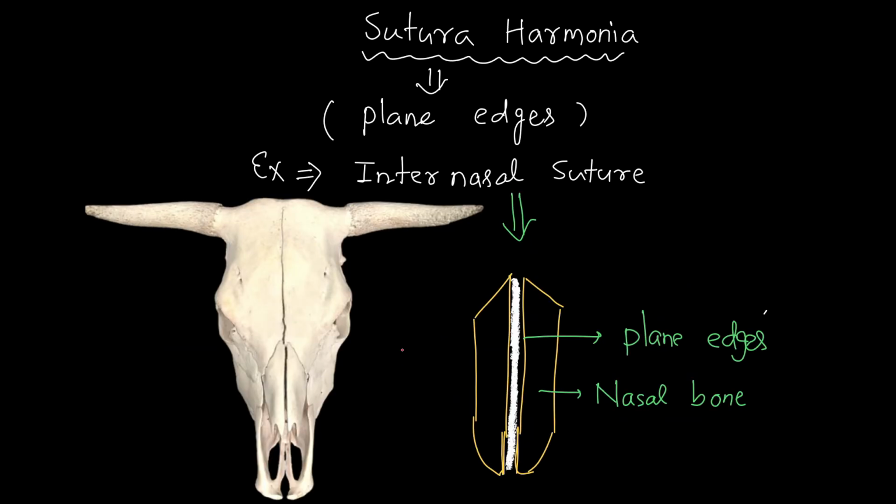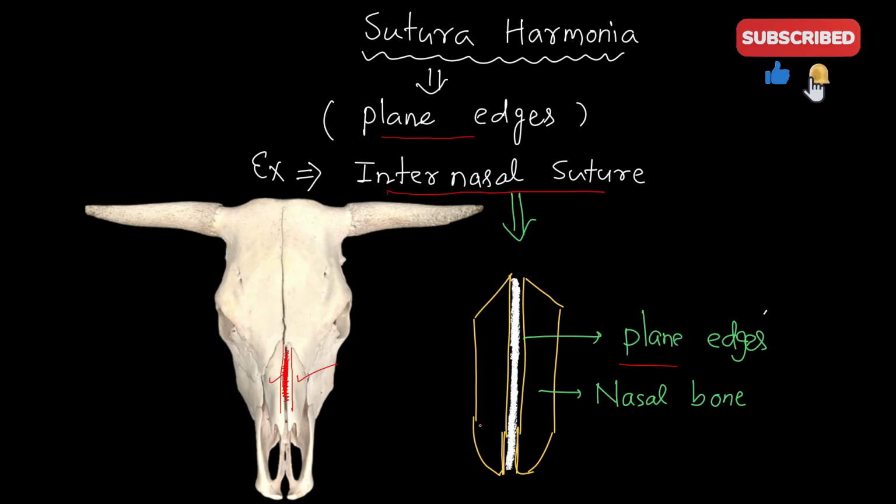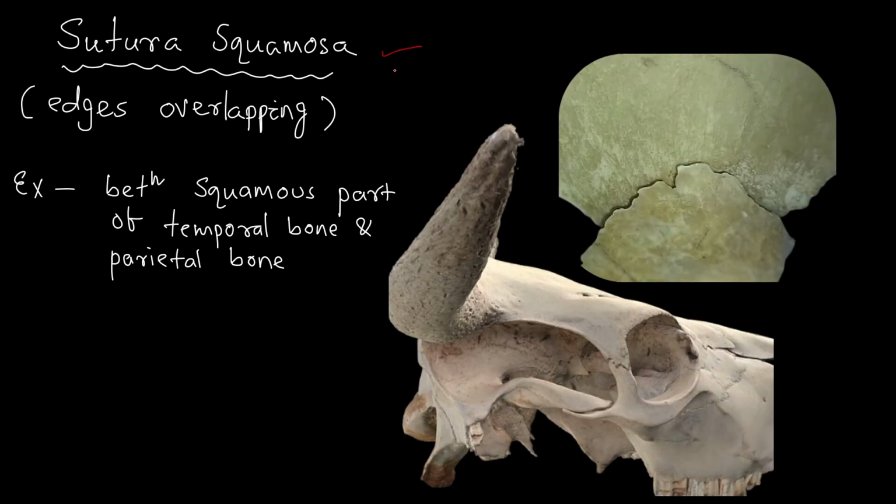Next, sutura harmonia. Here the two edges are plain. You will not find any serrated edges. These are the two nasal bones. Between the two nasal bones, you can see the edges are plain, and you will find cartilage here in the living condition. The typical example is the internasal suture. The edges are plain.